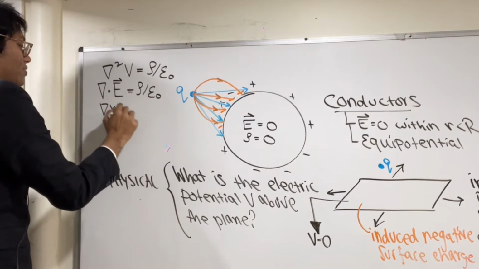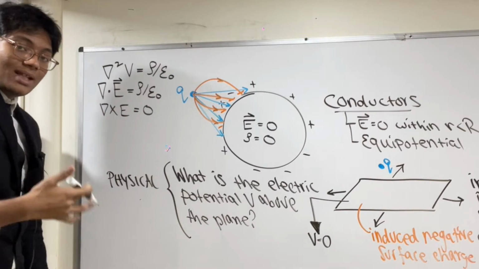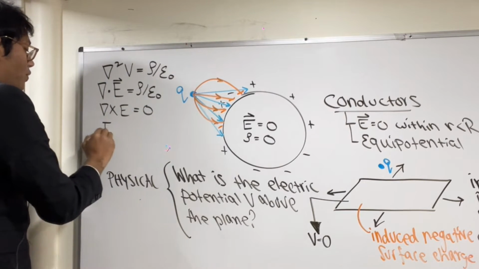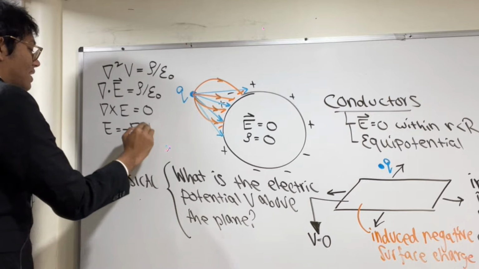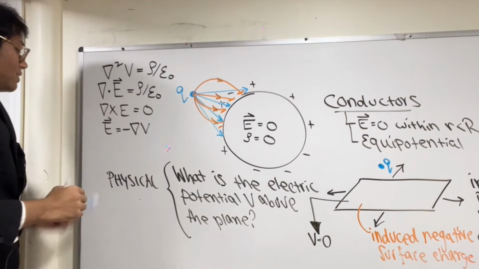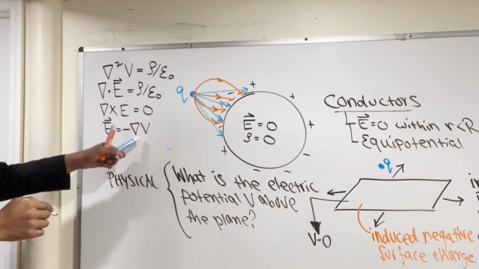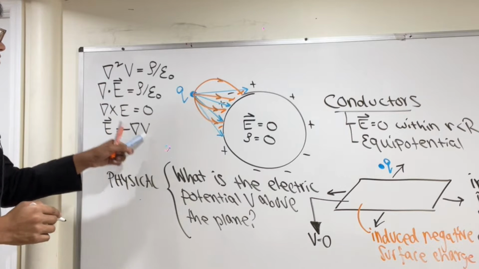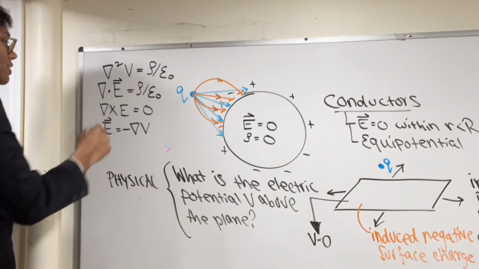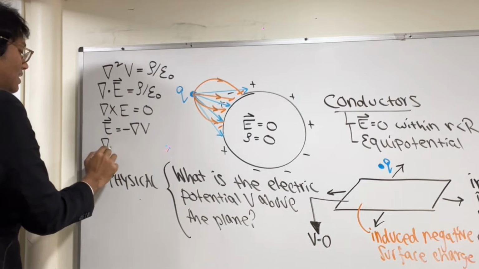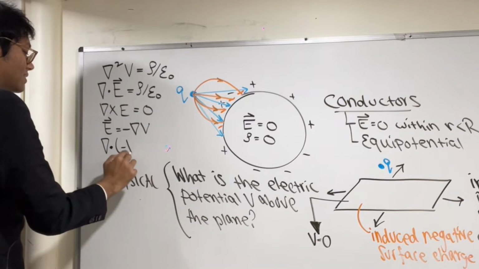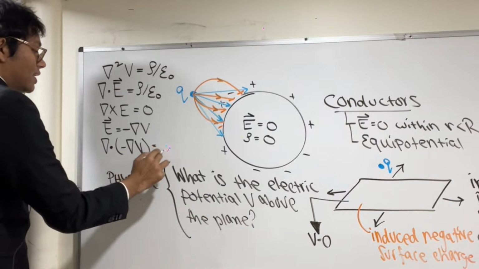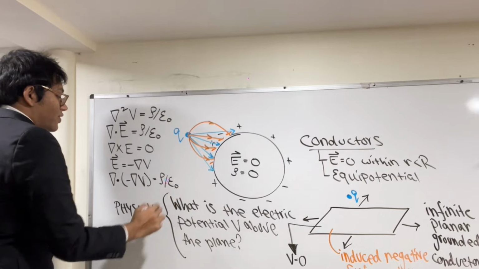The curl of the electric field is 0, thus admitting a scalar potential where minus the gradient of the scalar potential gives rise to the electric field. And so if we plug this minus gradient of the electric potential back into the divergence of the electric field, that gives the divergence of minus the gradient of the electric potential is the volume charge density over epsilon naught.